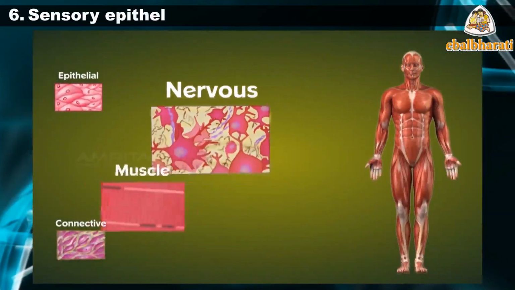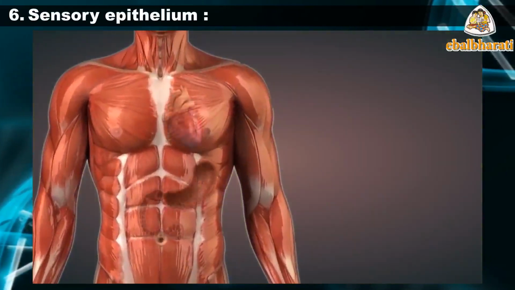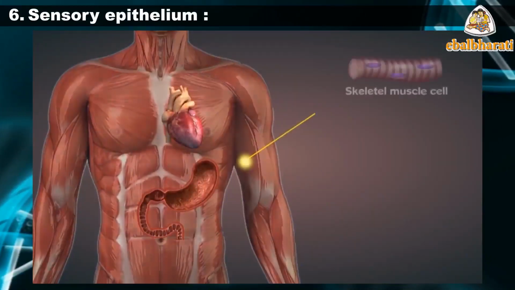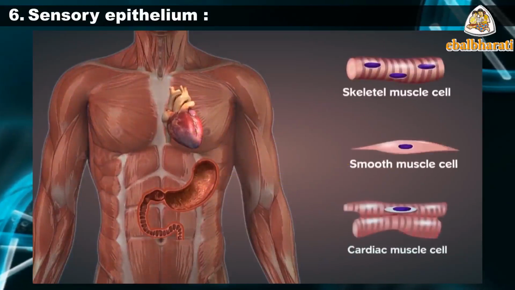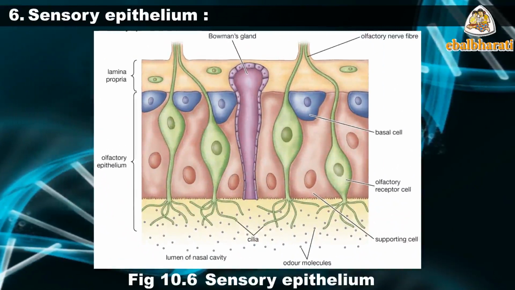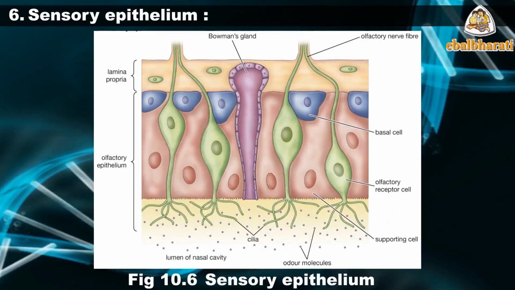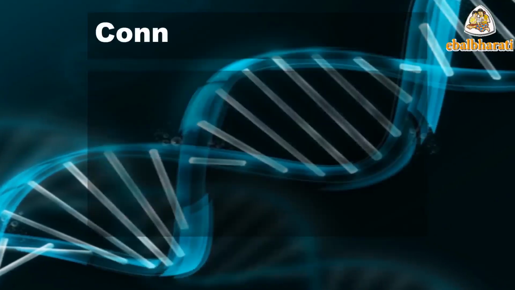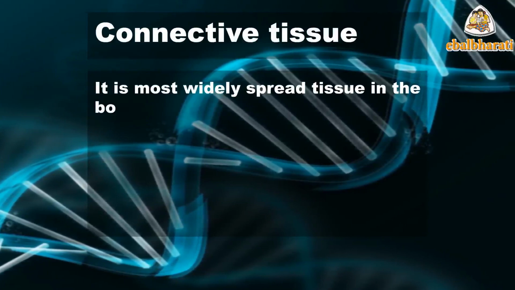Sensory epithelium tissue. It is composed of a modified form of columnar cells and elongated neurosensory cells. Sensory hairs are present at the free end of the cell. Its function is to perceive external as well as internal stimuli. Figure 10.6. Connective tissues. It is the most widely spread tissue in the body.